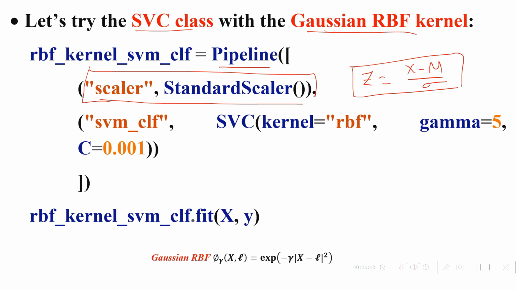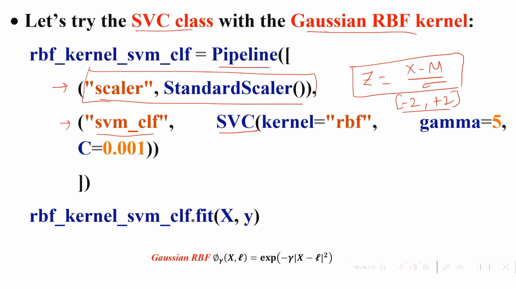Automatically the features, the original data set values, convert to between -2 to +2. All the x values or y values are converted into the -2 to +2 range. That is called a standard scalar. Then apply your classification method, that is called SVM underscore classification.